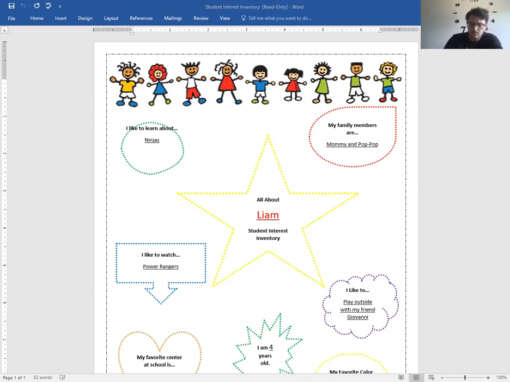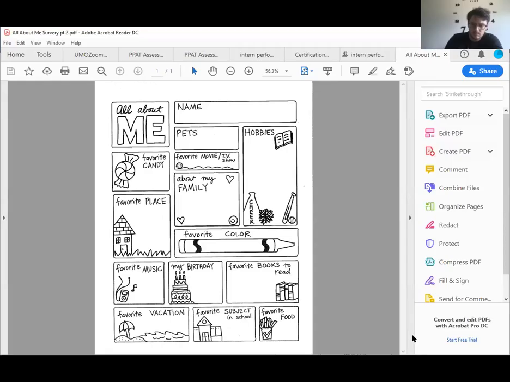I have another one that I'd like to share. This is very simple, all about me. That's an interest inventory. Just remember that your interest inventory should access the likes of an individual and then allow that individual to share his or her interest with you.